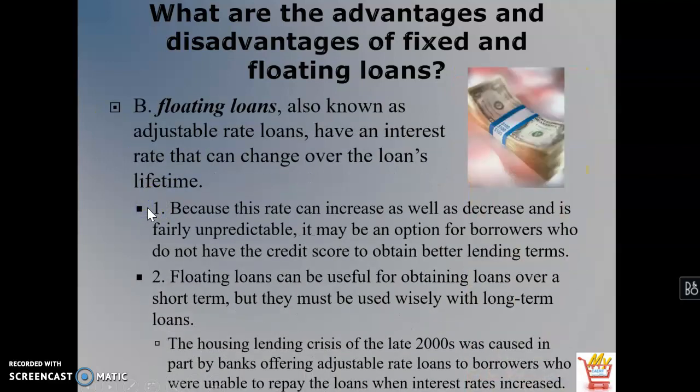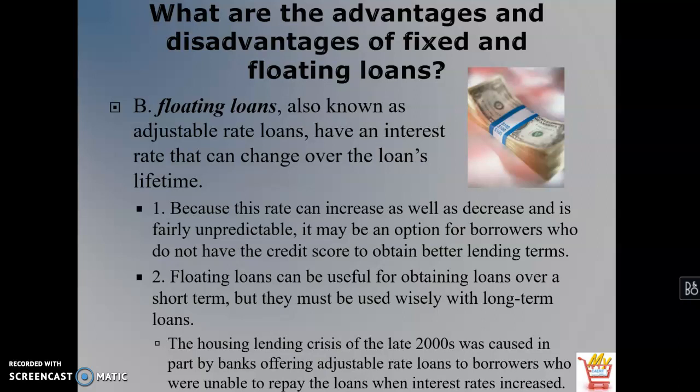The second type of loan is a floating loan, otherwise known as an adjustable rate loan. And they have an interest rate that can change over the loan's lifetime. Because this rate can increase as well as decrease and is fairly unpredictable, it may be an option for borrowers who do not have the credit score to obtain better lending terms.